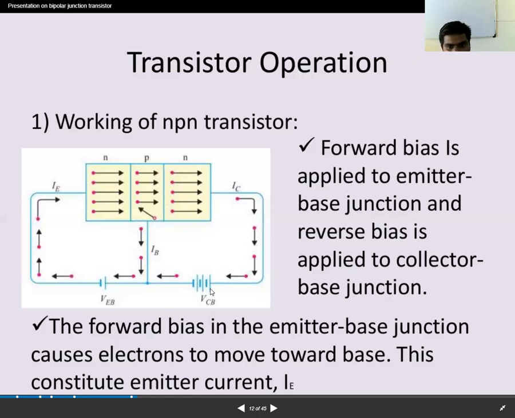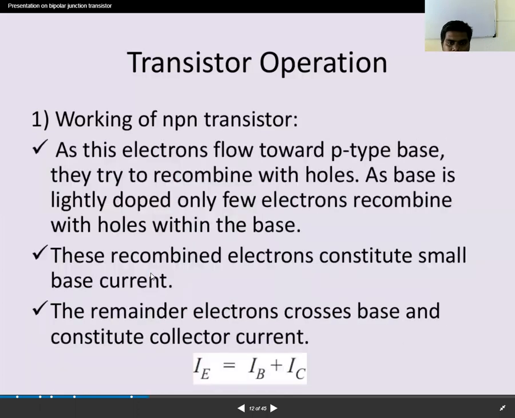But here you can see there is a positive and negative. The negative electrons try to attract the positive terminal of the battery, so the IC current starts to flow from here. Some electrons will try to escape from here and come into this battery. Okay, so this is how the working of this NPN transistor happens.